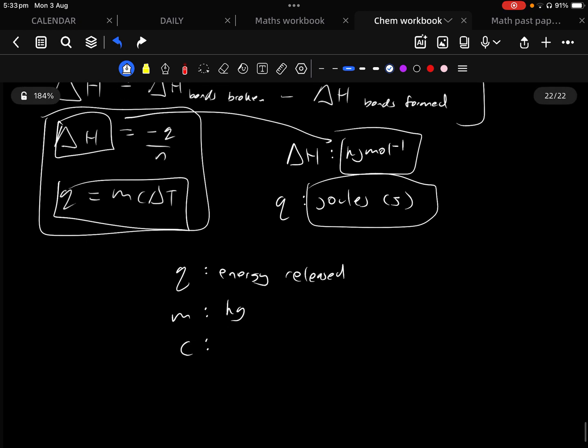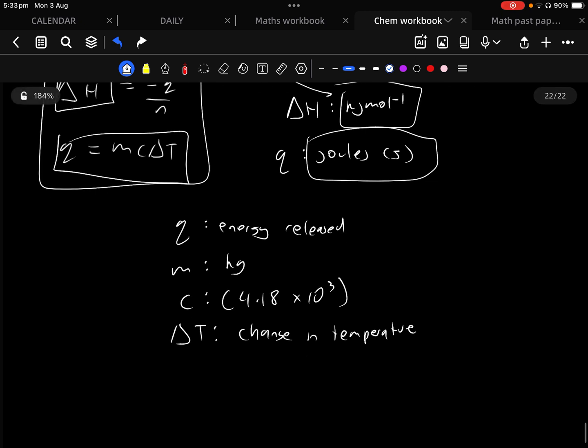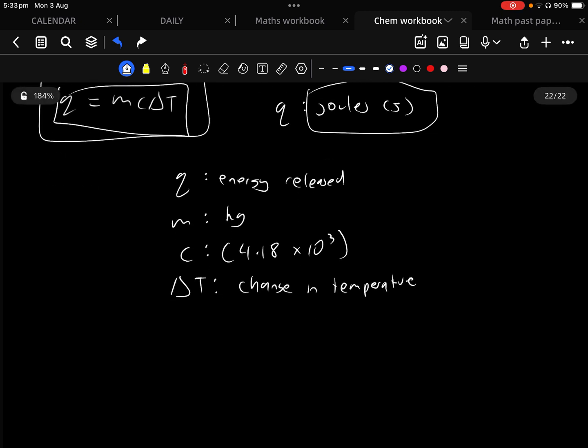C is the heat capacity of the solution. For water, it's 4.18 times 10 to the power of 3. And delta T is just change in temperature. When calculating delta T, it's important that we don't need to convert Celsius into kelvins.